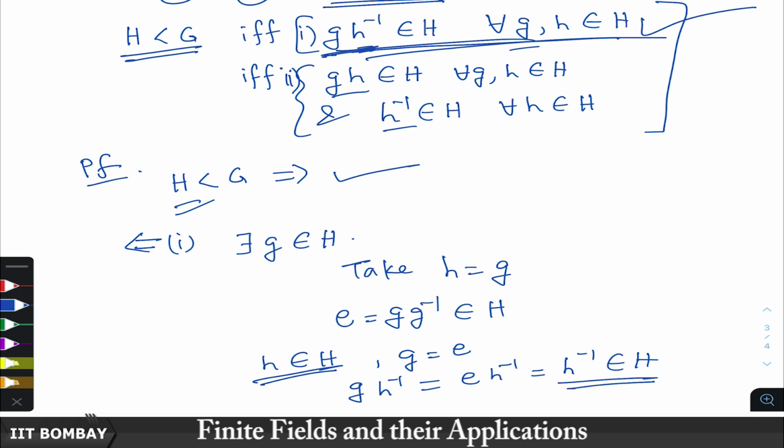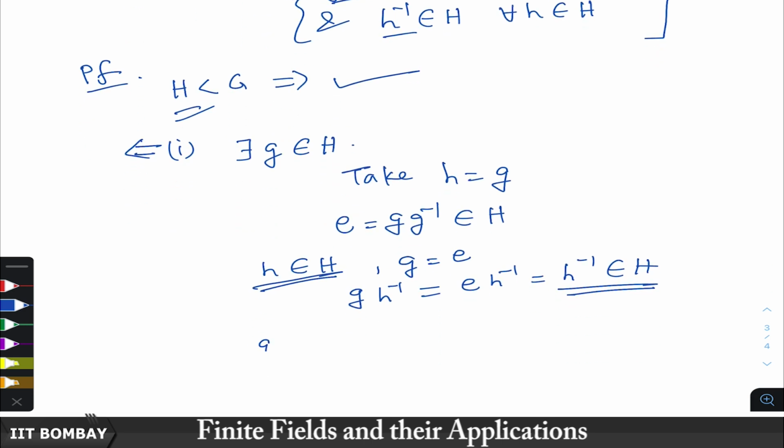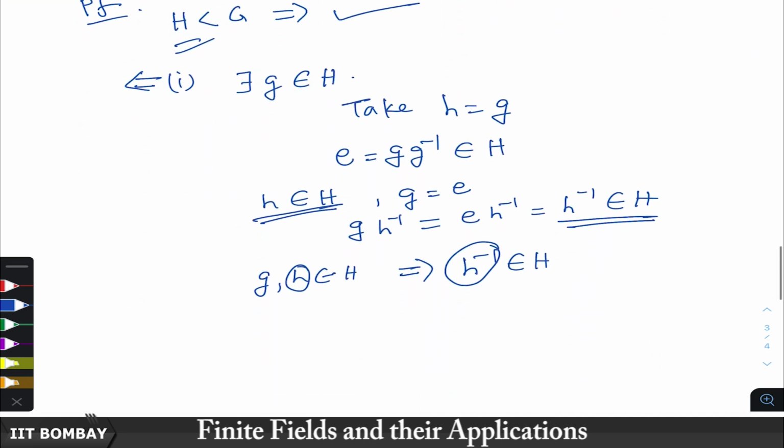Now, about the closedness under the operation, take any two elements g and h in H. We have just now seen that if h is in H, its inverse is also in H. So, now instead of taking h, we take h inverse in place of h in this property and apply that property. So, what do you get? That property says g times h inverse inverse, which is g h, belongs to H.